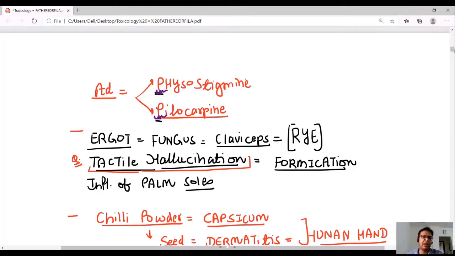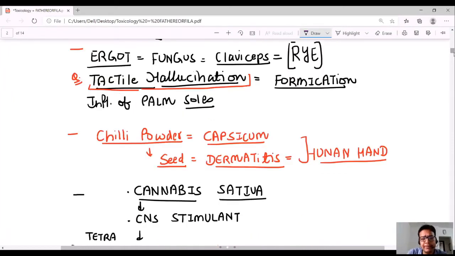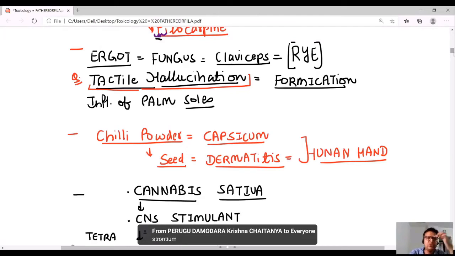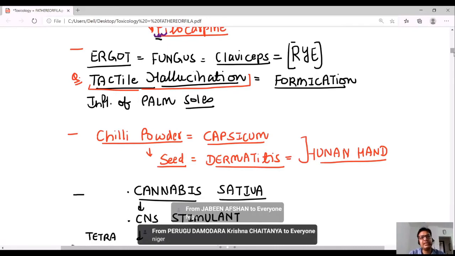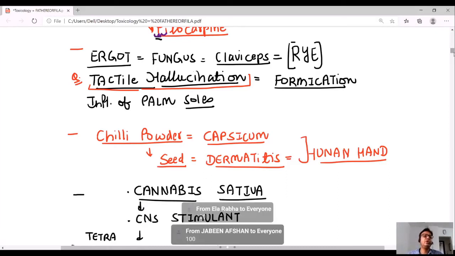This is Datura. याद करना डॉक्टर साहब, which Datura species is thorn apple? Datura stramonium. Which Datura species is black Datura? Datura niger. What is the fatal dose of Datura? How many seeds? 100 seeds.